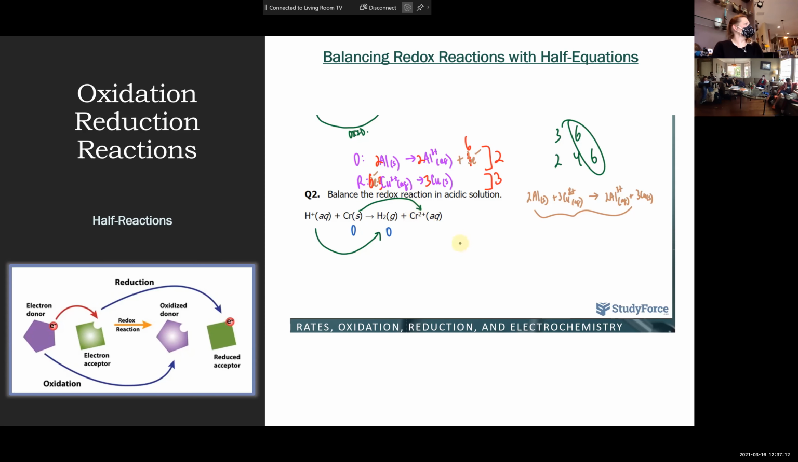Let's write those out exclusively. So we have oxidation, O. We have Cr solid, and that is forming Cr2 plus. And for the reduction, we're going from H plus aqueous over to hydrogen gas. Now we need to balance this in 2 ways. So here you go, Alex. Here's your balancing.